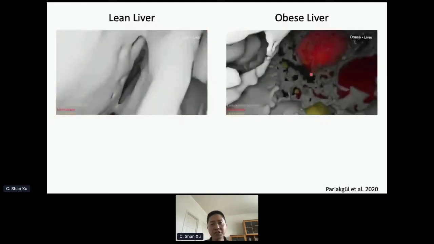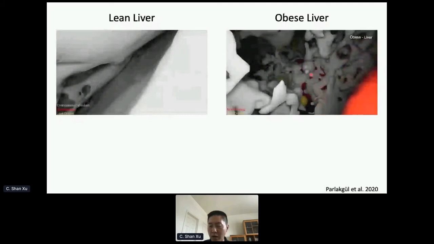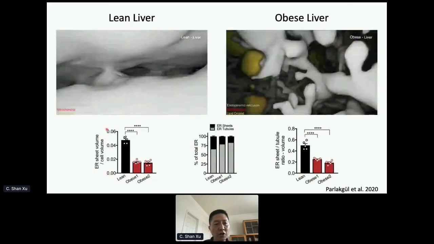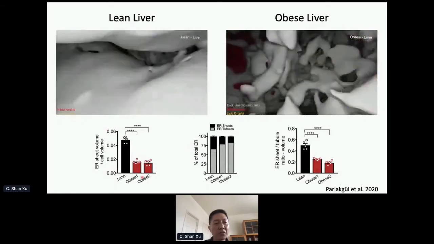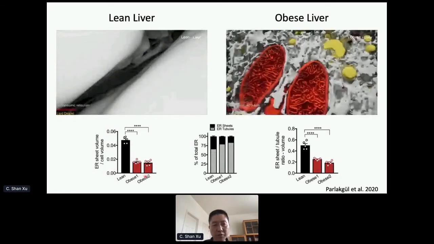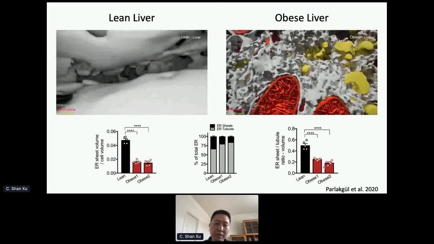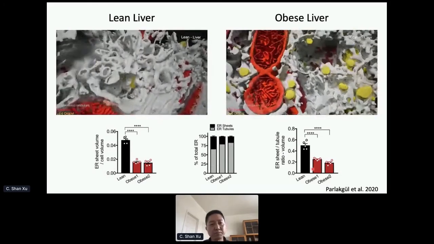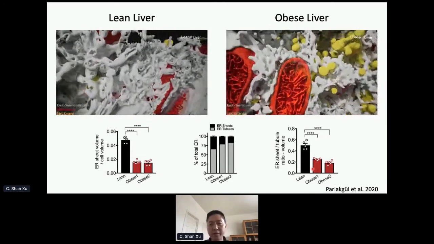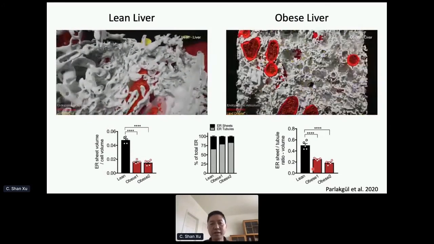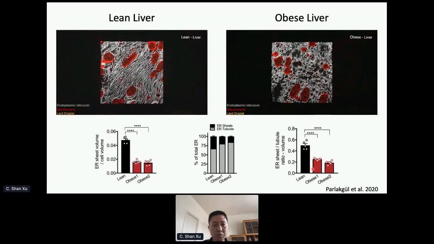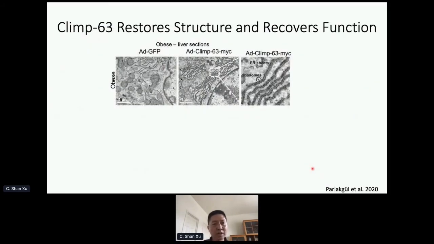And Gunesh and Anna then quantified this striking remodeling of ER structure. For example, you can see the ER sheet volume decreased to about 1/3 in the obese compared to the lean animal. And you can also see the ER sheet to tubule ratio dropped by more than 50%. But the story didn't end here. Gunesh and Anna wanted to find out if the metabolic function can be recovered after the structure is restored. So they used this CLAMP63 protein, which is a membrane-shaping protein.